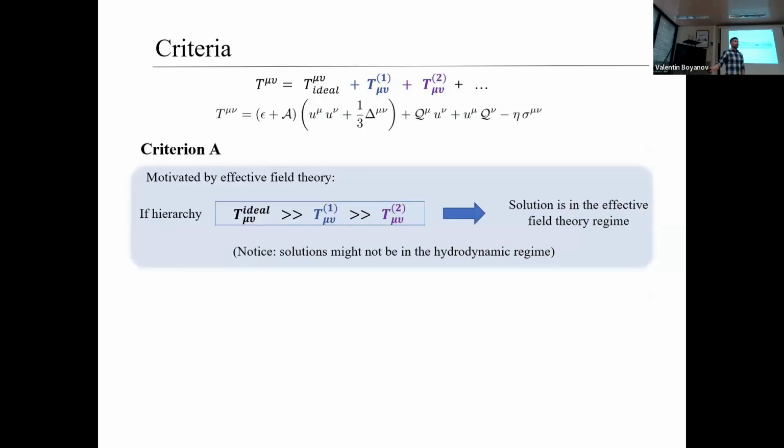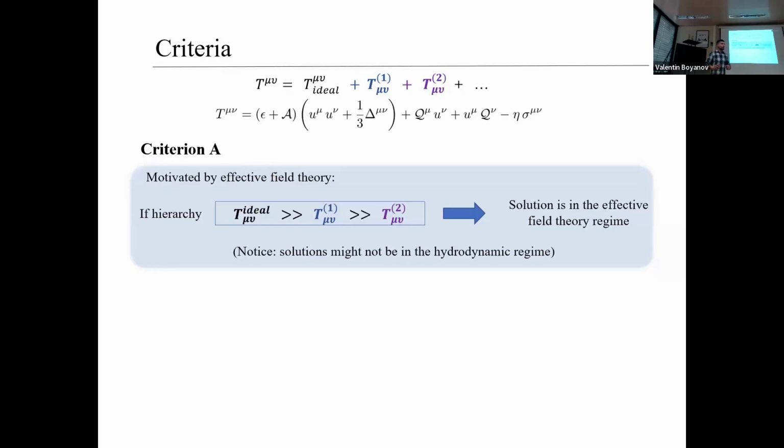Basically, the first criterion is that the solution is within the effective field theory regime, meaning that each term is much smaller than the previous one. If this is satisfied, let's say within 10%, and we have to put some specific quantitative criterion, but this is the intuitive criterion, then we say that the solution is in the effective field theory. We have a specific quantitative criterion using norms and specific percentages, but this is the idea.